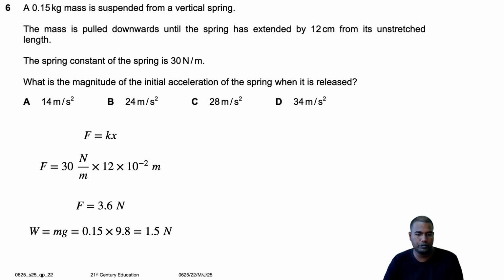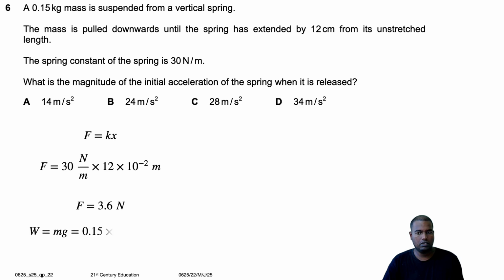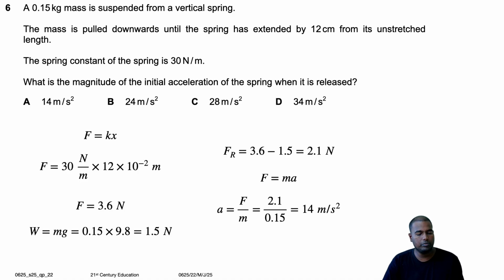So it's 1.5 Newton. So the resultant force will be, there is upward force of 3.6 Newton, then downward force of weight 1.5 Newton. So resultant force is 3.6 minus 1.5, which is 2.1 Newton. So this is the upward force. From this, we have to use F equal to ma. Acceleration is force by mass. So 2.1 divided by 0.15, which is 14 meter per second square.